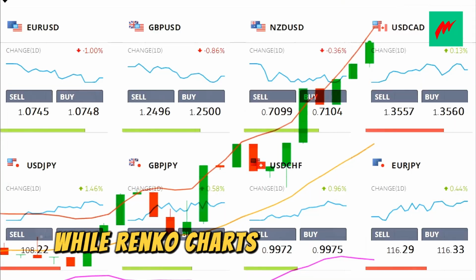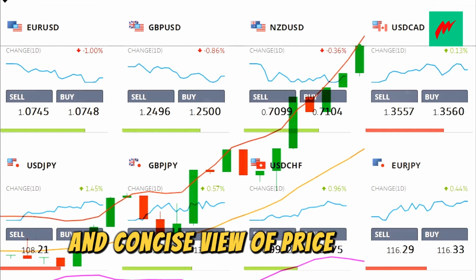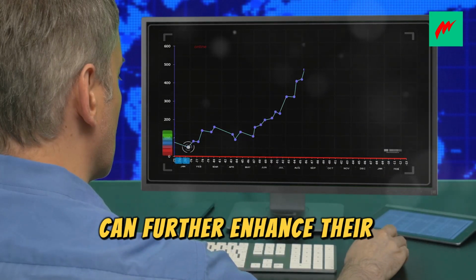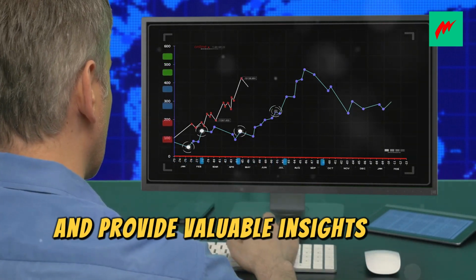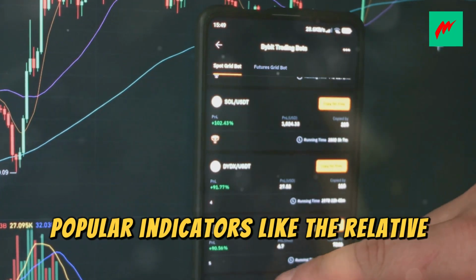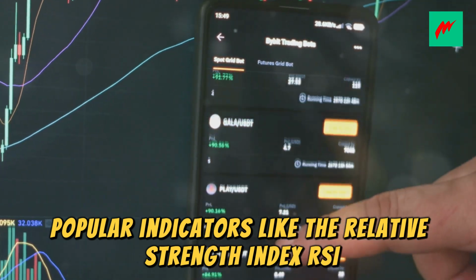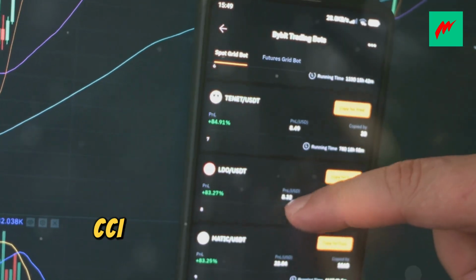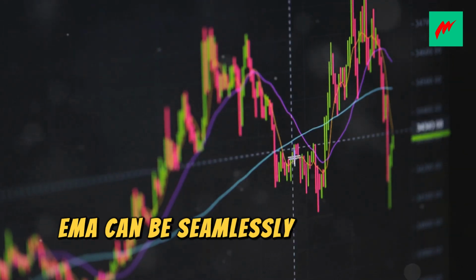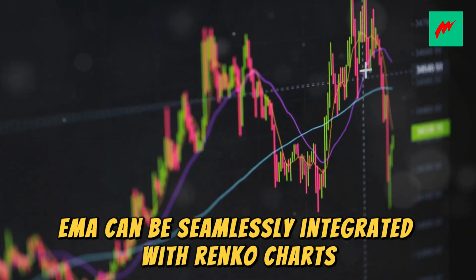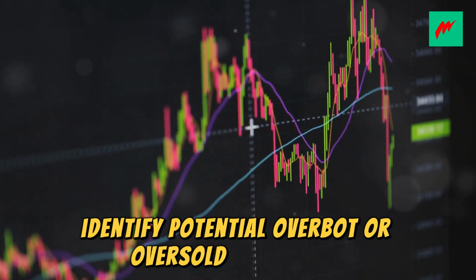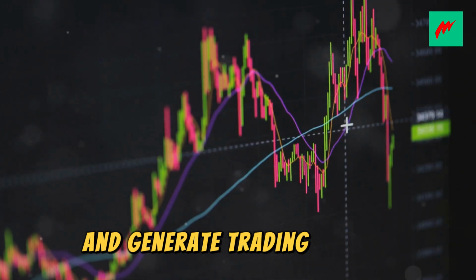While Renko charts provide a clear and concise view of price action, combining them with technical indicators can further enhance their effectiveness and provide valuable insights into market dynamics. Popular indicators like the Relative Strength Index, RSI, Commodity Channel Index, CCI, and Exponential Moving Averages, EMA, can be seamlessly integrated with Renko charts to confirm trends, identify potential overbought or oversold conditions, and generate trading signals.